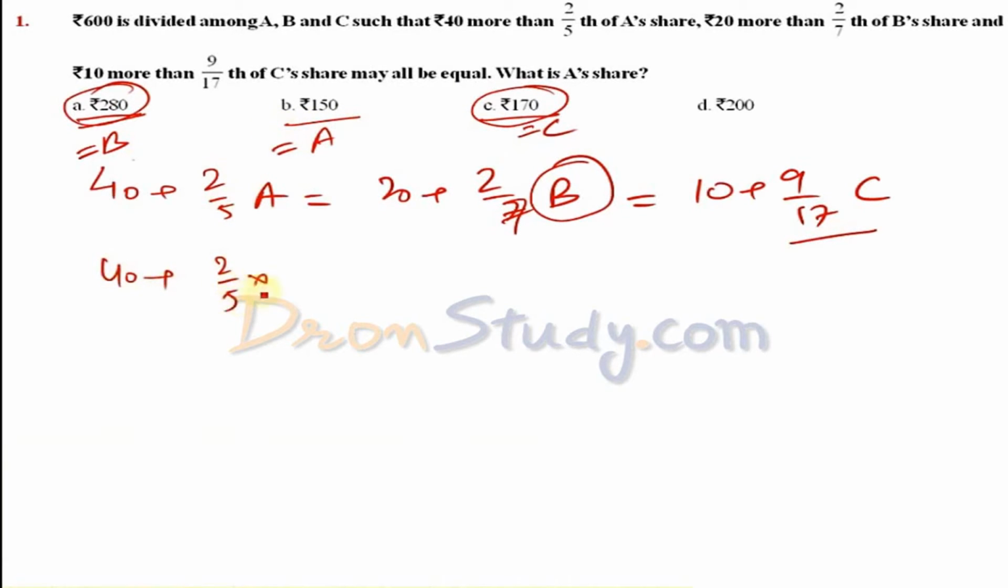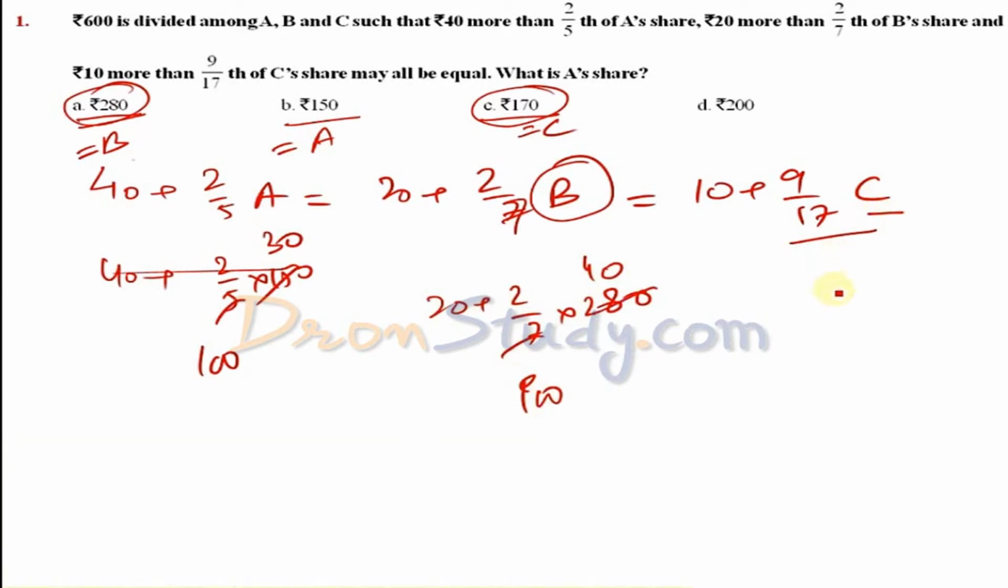Now put this value to check whether your answer is correct or not. If we put 2 by 5 into 150, it would be 60, or 100 with the 40. Now put B as 280: it would be 20 plus 2 by 7 into 280, which is 80, so 100. Now put C as 170: it would be 90 plus 10. Yes, every value is 100, so our assumption is correct. Answer is A. Friends, this is the easiest approach, and I have been doing this for many years, and this is the reason why our students get selected in SSC and bank examinations. In my class videos that I provide to my students, it contains all these types of shortcuts, how to get our answer through the options.